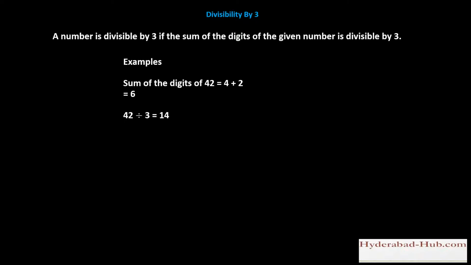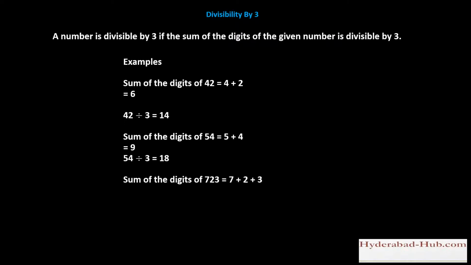Number 54. The sum of the digits is 5 plus 4, that is 9. Since 9 is divisible by 3, 54 is also divisible by 3. 723. The sum of the digits is 7 plus 2 plus 3. Since the sum of the digits, that is 12, is divisible by 3, the number 723 is also divisible by 3.